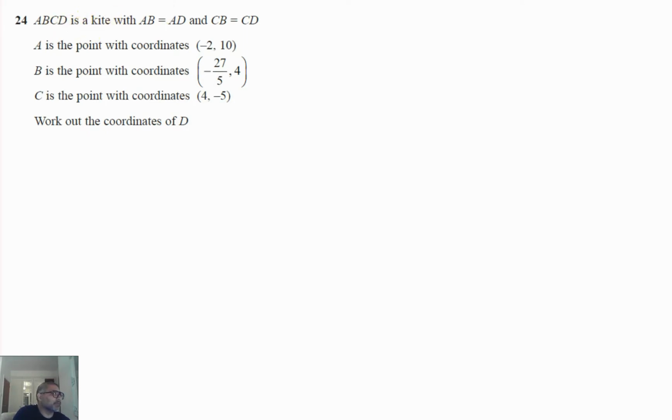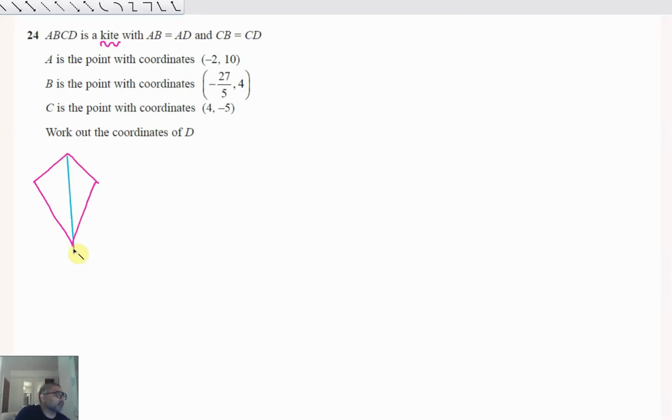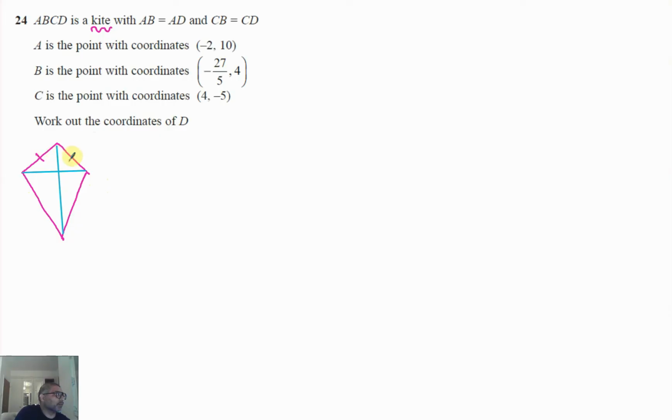Now, little spoiler here, a kite, something that you learned in year 7, is a shape that looks like this. And the key thing to realize here is that the diagonals of a kite, so if I make those diagonals, if it's a perfect kite where that equals that and that equals that, these will be at right angles. And what this involves is straight line graphs with a perpendicular line.